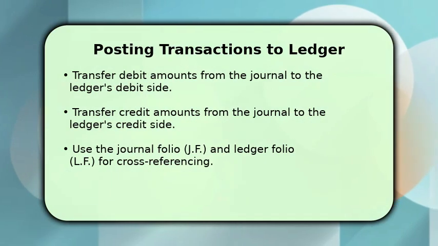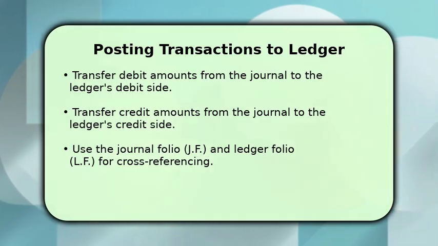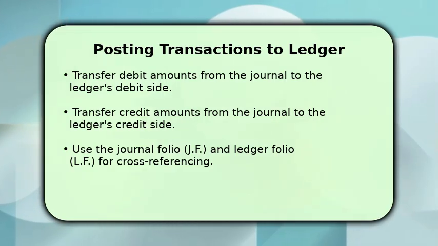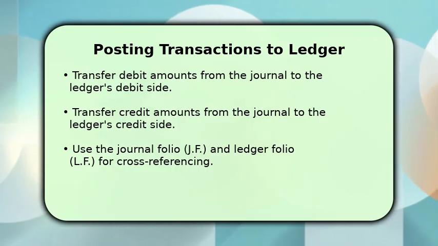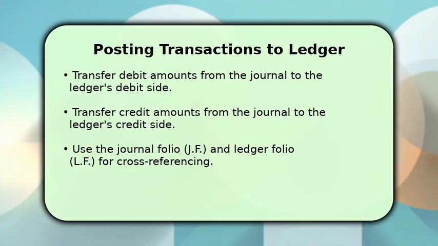Now, let's post these entries to the ledger. For each debit in your journal entry, locate the corresponding ledger account and record the amount on its debit side. Similarly, for every credit, find the relevant ledger account and post the amount on its credit side. It is vital to include the date and a brief description.